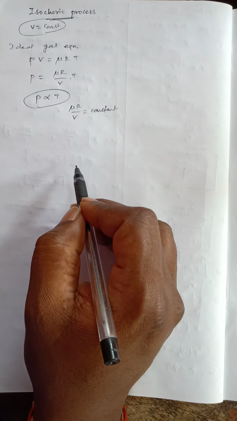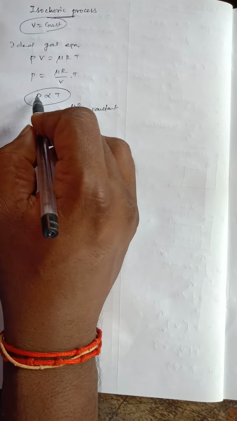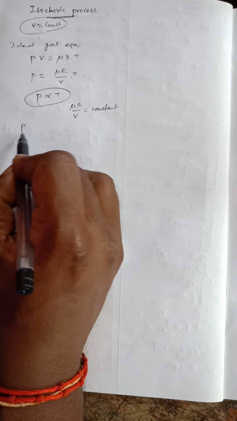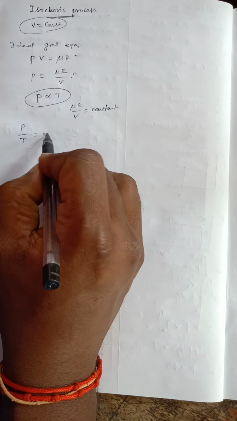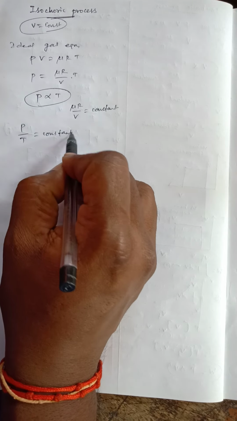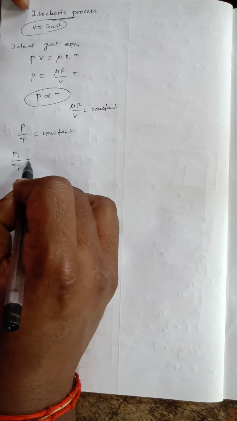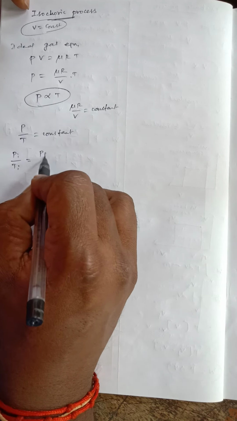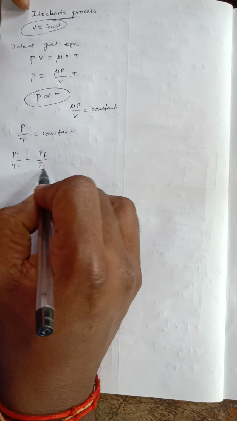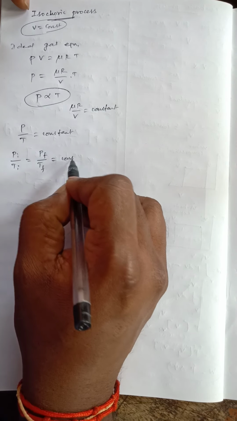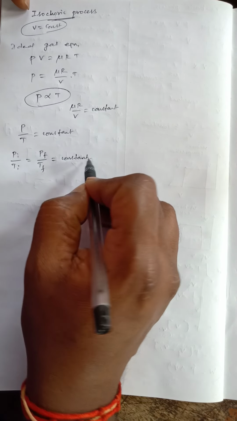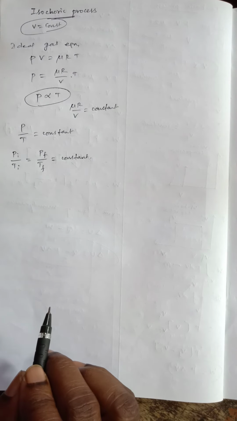We will write this as P by T is also constant. Temperature multiplied comes with divide here. So initial pressure over initial temperature is equal to final pressure over final temperature, or constant. So this is the formula for the isochoric process.